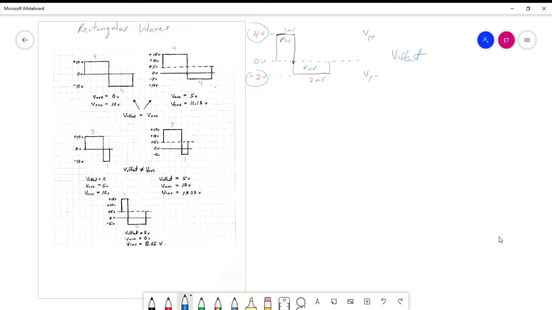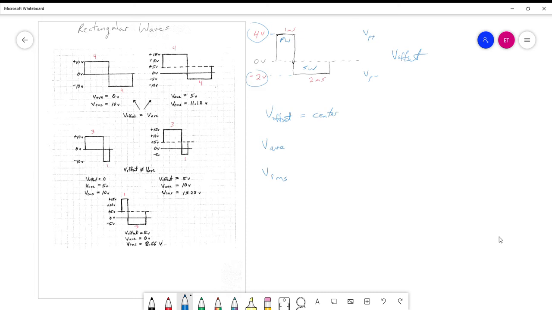The three main parameters I want to zoom in on are these, let's write them down here: V offset, V average, and VRMS. That's what we want to really look at. But the offset is the center of the waveform. And so let's identify that.